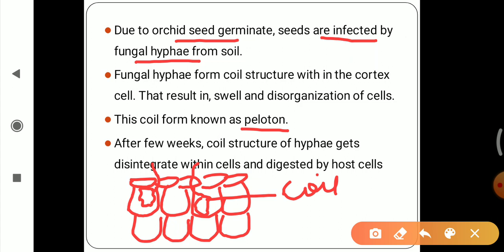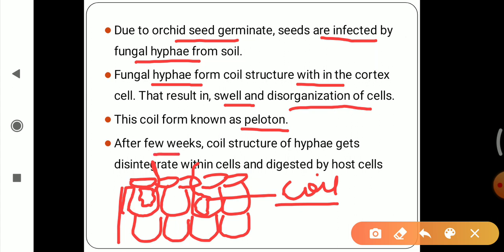When orchid seeds germinate, seeds are infected by the fungal hyphae from the soil. From the soil, the fungal hyphae penetrate inside the root hair, inside the root cell. Fungal hyphae form the coil-like structure within the cortex that results in swelling. Ultimately, it will swell, with disorganization of the cell. This coil structure found inside the cortex is known as peloton.